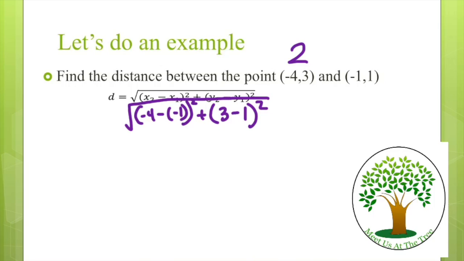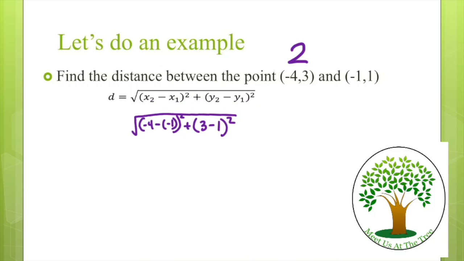Things are kind of overlapping. Let's give it a little bit of move and a little bit of zoom. We'll just give ourselves more room. This becomes a positive. Negative becomes a positive. I'll have -4 plus 1 becomes -3. I'm going to square it, so I'll get 9. 3 minus 1 is 2. 2 squared is 4. Don't forget your square root.